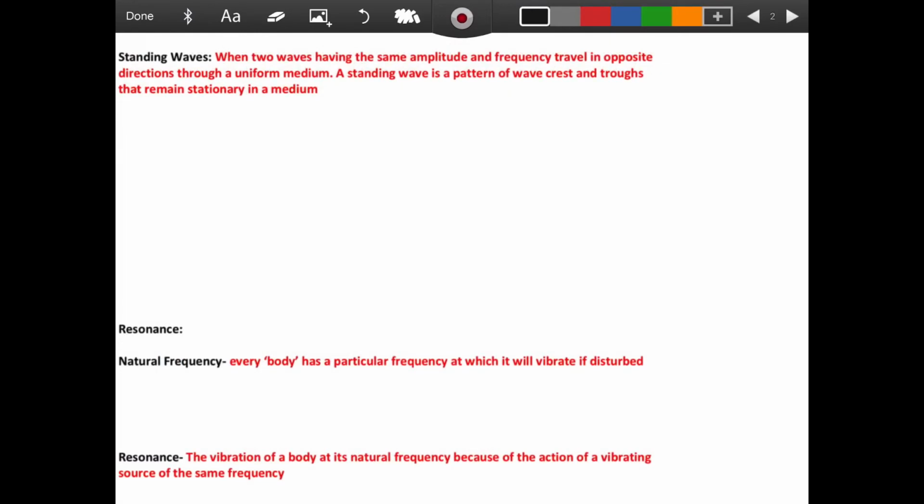Standing waves, which I did mention because last week I introduced nodes and antinodes. This is when two waves having the same amplitude and frequency travel in opposite directions through a uniform medium. The standing wave is a pattern of wave crests and troughs that remain stationary in a medium. And common questions that you will be asked about a standing wave are the number of nodes it has and the number of antinodes it has, as well as the wavelength of the wave.